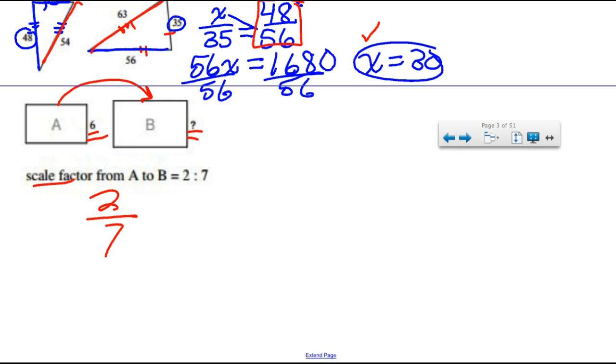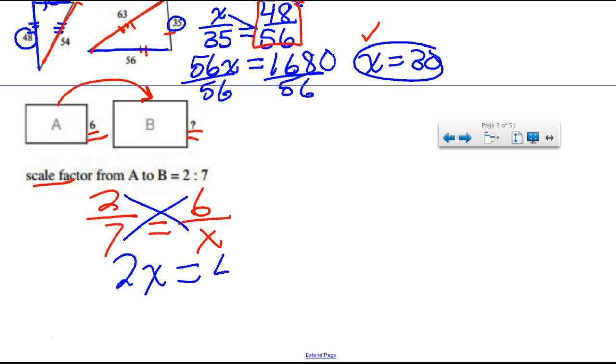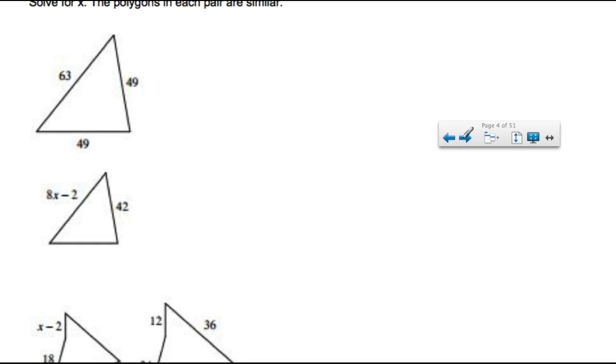So A to B equals 6, 2, question mark. And I just, again, 2x is equal to 7 times 6, which is 42. I divide both sides by 2, and I get an x of 21. So that's how we find missing sides on similar polygons.